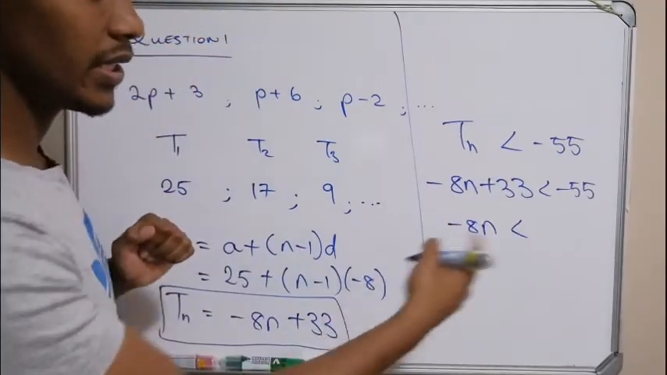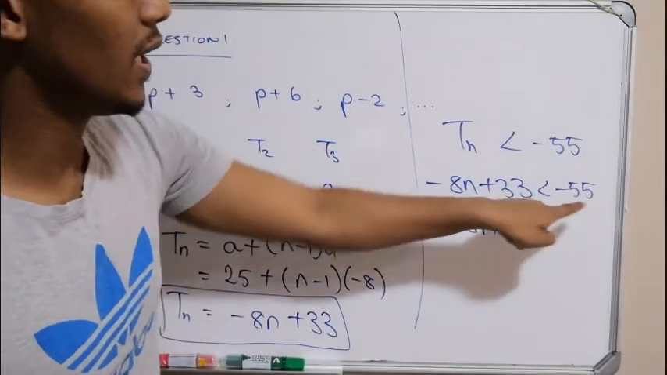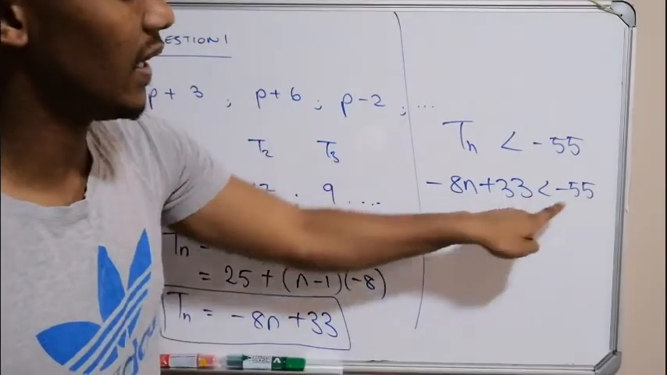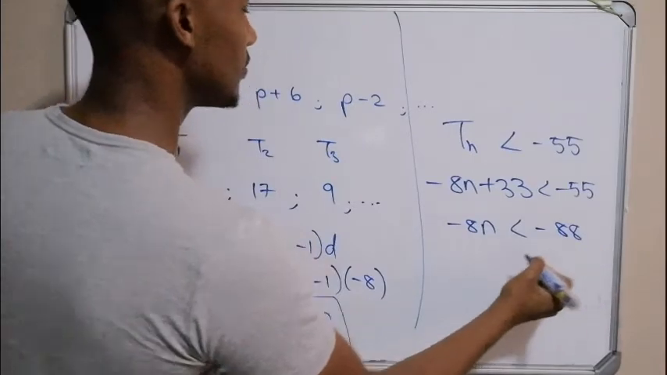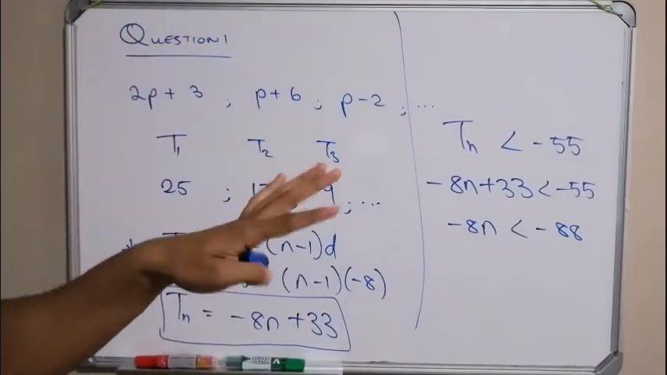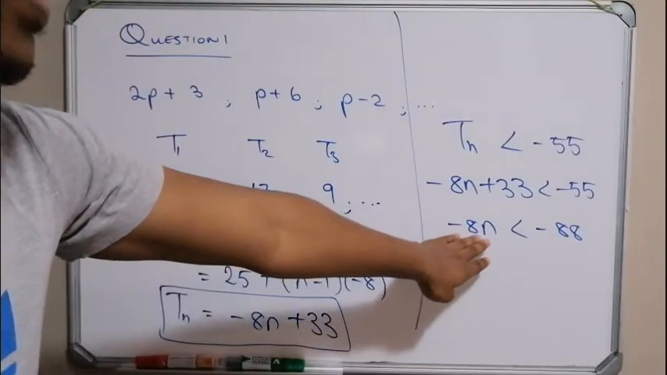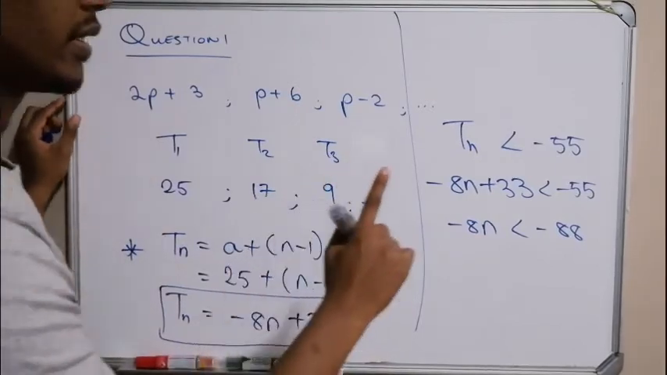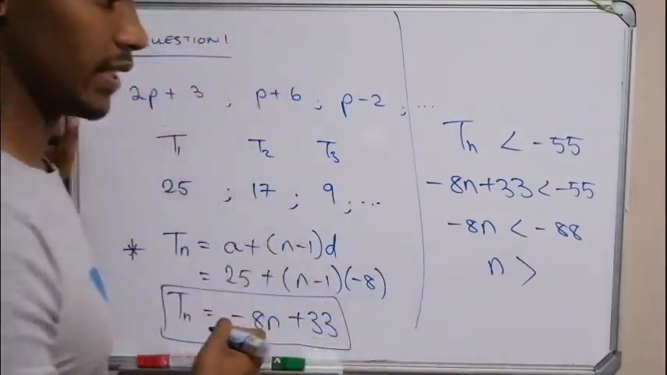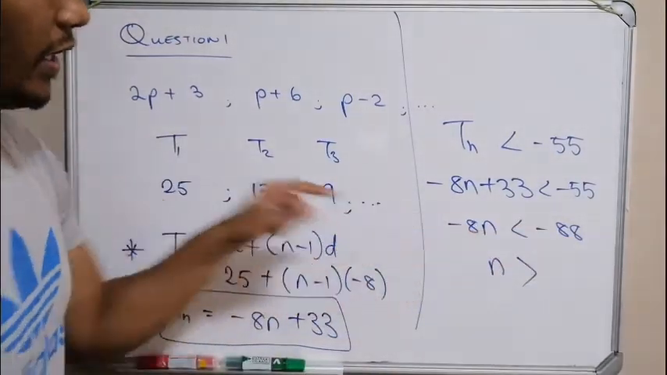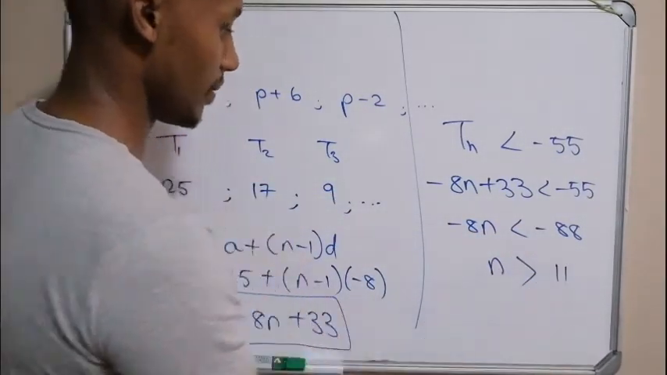by taking the 33 across. So negative 55 minus the 33, that gives us negative 88. Careful now, because when you divide by a negative, the sign must swap. So I'll put it like that. 88 divided by 8, that's just 11.